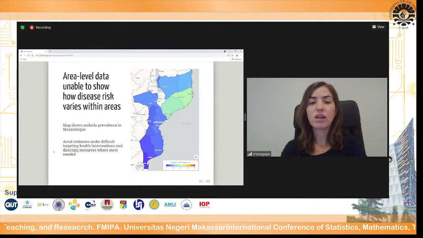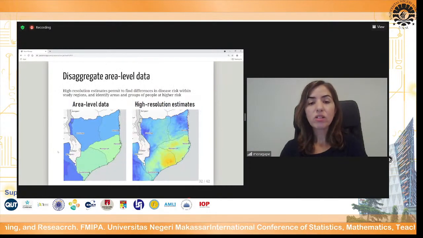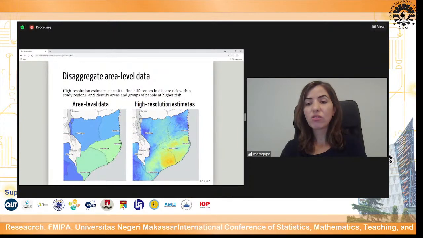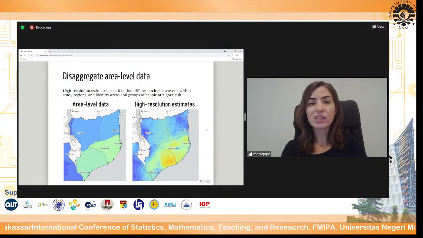So I'm working on methods to disaggregate area level data and produce high resolution estimates that allow us to identify locations of high and low risk. And this is much better for decision makers in order to allocate resources in areas of greatest need.